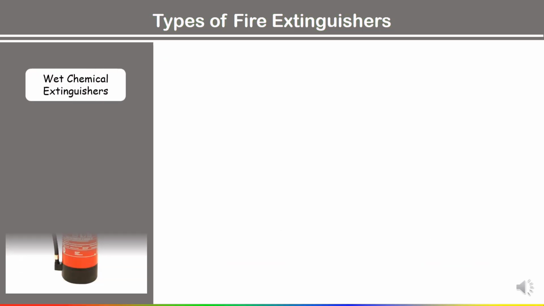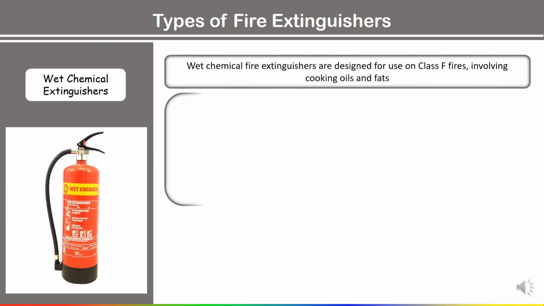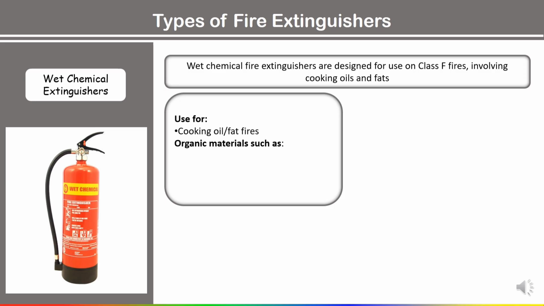Now finally, the last type of fire extinguisher is the wet chemical extinguisher. This type of extinguisher is designed specifically for kitchen fires, okay, involving oils and fat. See, in the same way it is given here. And where can you use a wet chemical extinguisher? For kitchen fires involving oil and fats. You can even use it for organic material. Let's say if there is a class A fire, you can use the wet chemical to extinguish that fire, but the best option to extinguish a class A fire is water. Okay.